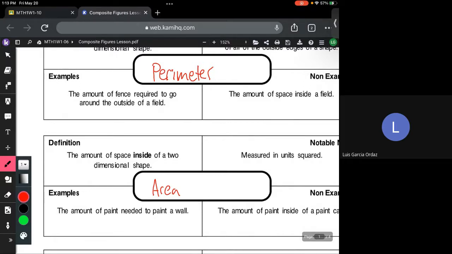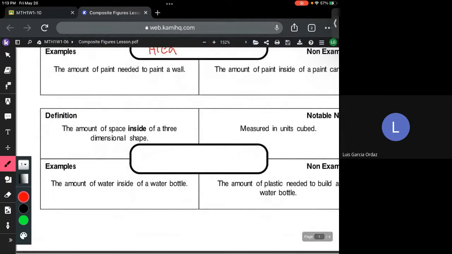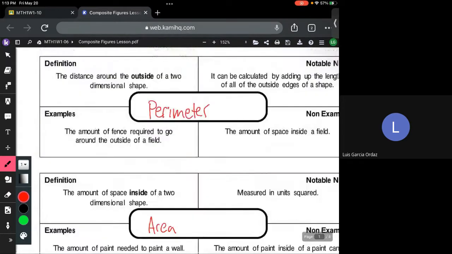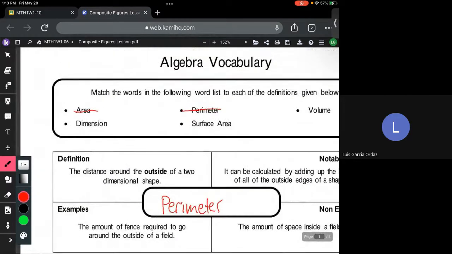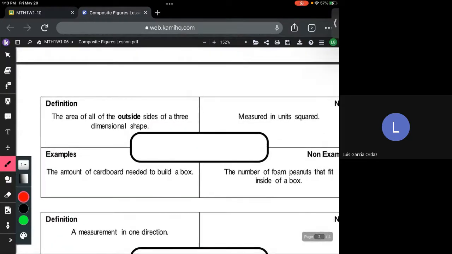Okay. The next one is the amount of space inside of a three-dimensional shape. Matthew, volume. David, can you do the next one? Can you read the definition and tell me what it's going to be? The area of the outside of a three-dimensional shape. What would that be?